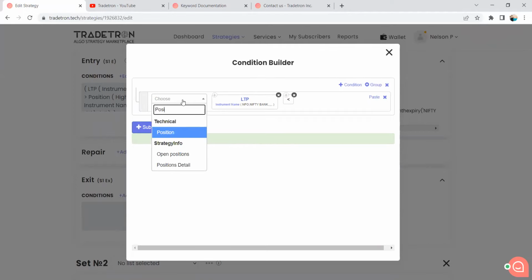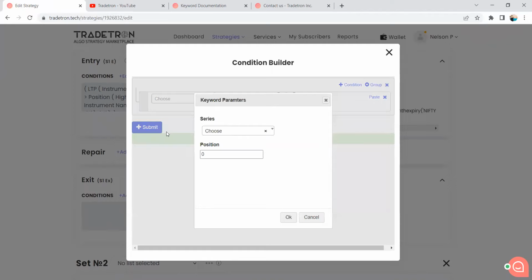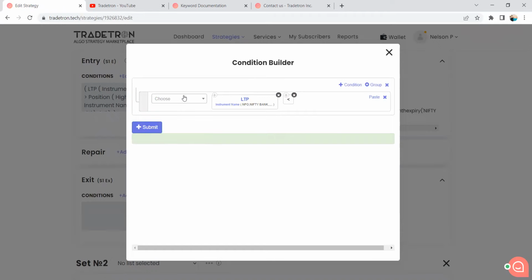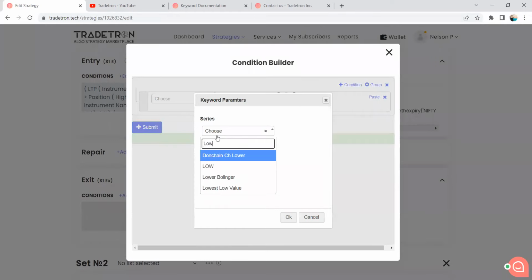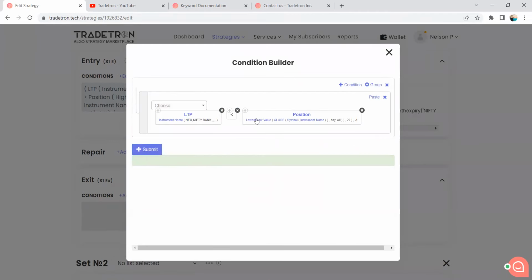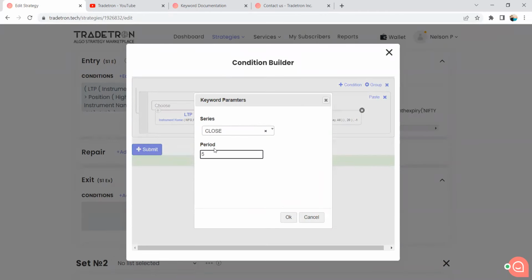in this case, we want the lowest low value. So while entering, we selected the LTP is greater than the highest high value of the last 5 days. So we want to exit the position only when the price is below the lowest low value of the past 5 days. So what we will do is over here, we'll select position keyword, position lowest low value -1. And then after that, on lowest low value, we will select the period as 5 days over here, and it should be low. It should not be close, because we are not choosing the close of the past 5 days. We are choosing the lowest low point of the past 5 days.